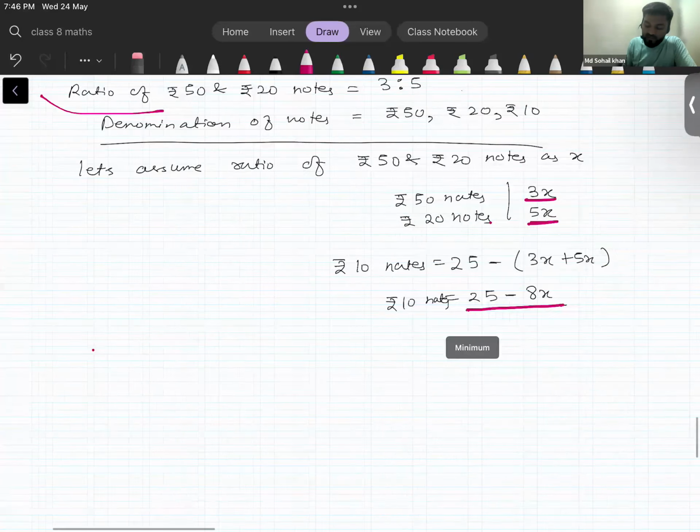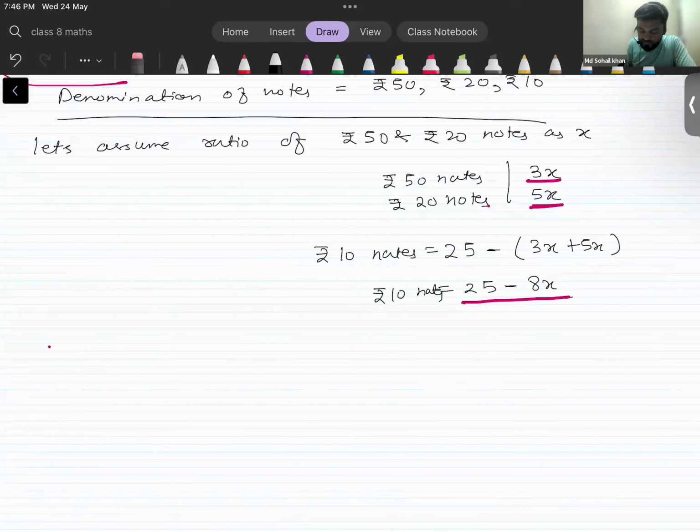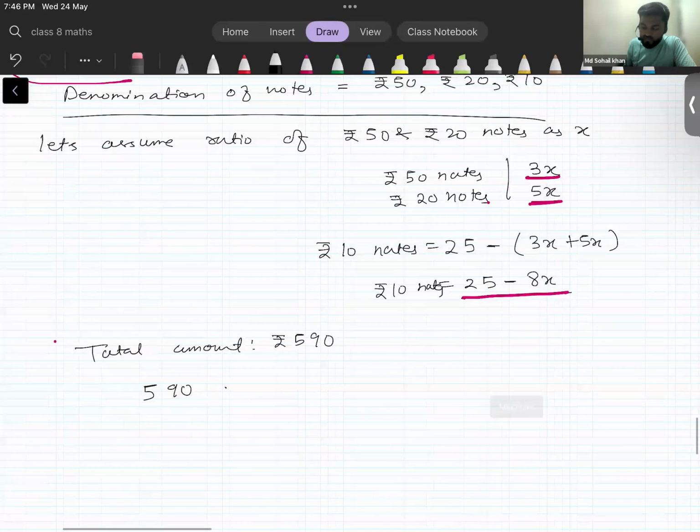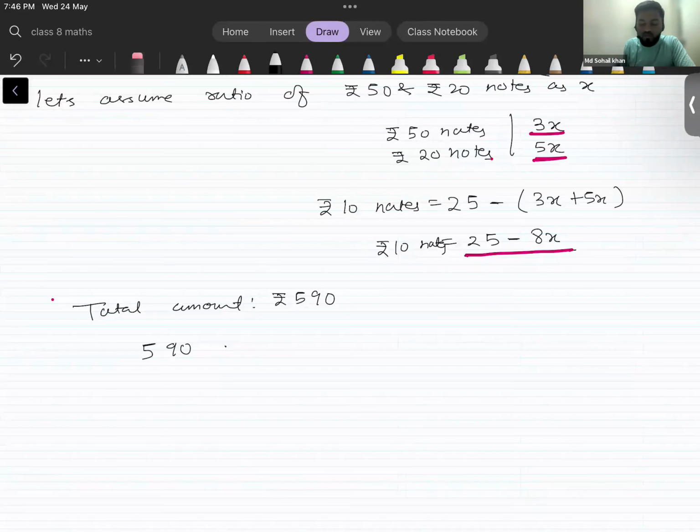Now, the question says the total amount is 590 rupees. We have assumed the number of 50 rupee notes to be 3x. If you were to find the amount of 50 rupee notes, can we find it simply by multiplying 3x and 50?